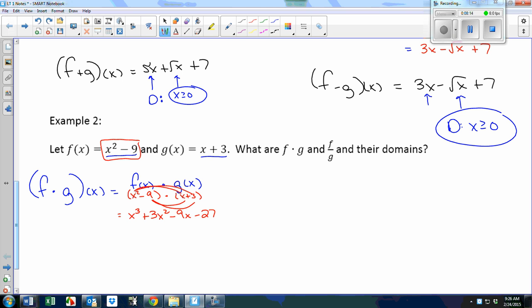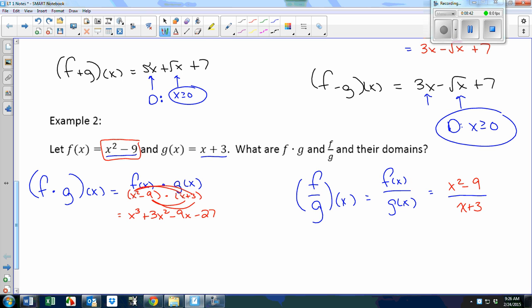Division. We'll come back and do domain after we get this one on the page. Division. f divided by g of x is literally f of x divided by g of x. Take the function f of x and divide it by g of x. Well, that would look like x squared minus 9 on the top divided by x plus 3.